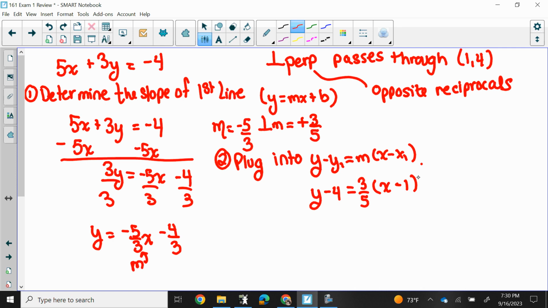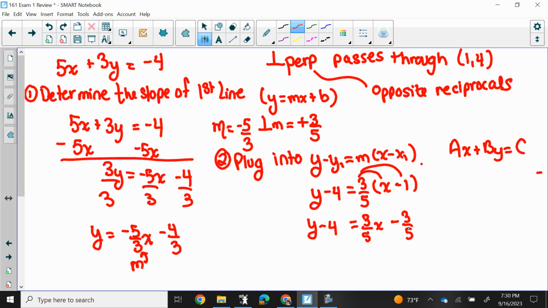And I think they wanted it in standard form. Okay, so we need it with no fractional coefficients. So let's put it in standard form. Remember that standard form is ax plus by equals c. All right, so first thing I need to do is I'm going to go ahead and distribute this, right? So I have y minus 4 is equal to 3/5 x minus 3/5.